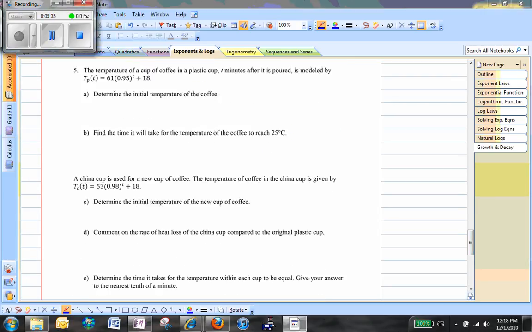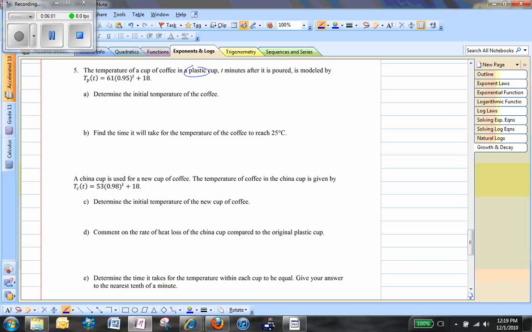The last example of the day is basically for anyone who's like me and always burns their tongue when they drink a hot drink. So, though this example is about coffee, it includes tea and hot chocolate, which I am notorious for burning my tongue on. It says here the temperature of a cup of coffee in a plastic cup, plastic being the operative word in the sentence, T minutes after it's poured is modeled by the following equation.